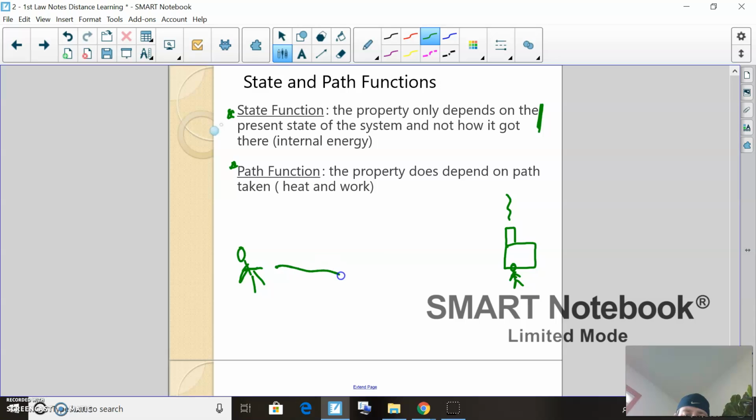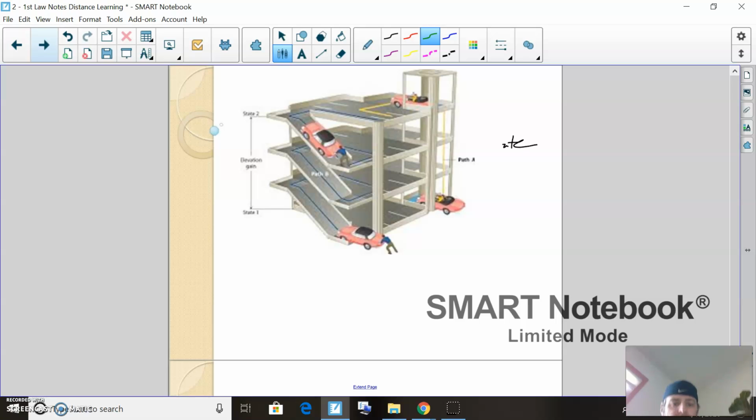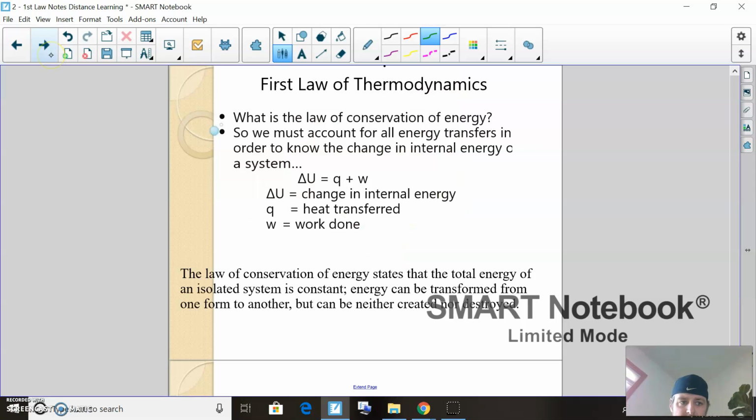A path function cares about which way we go. In reality, state function is really what we care about, because in chemistry we really don't see all the middle. We just see the beginning and the end. Here's an example. This car, poor guy, he's got to push his car all the way up. So that's a path function. This is a state function. Who cares? You just got there. It doesn't matter. You get to the same thing.